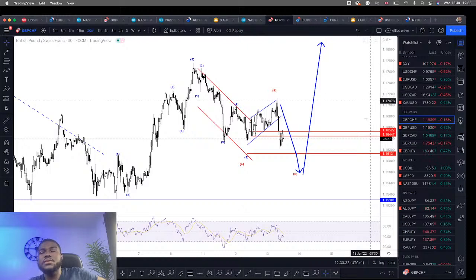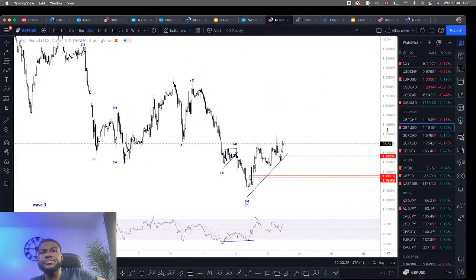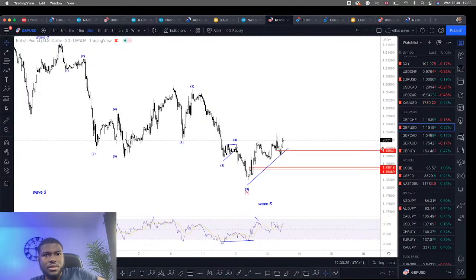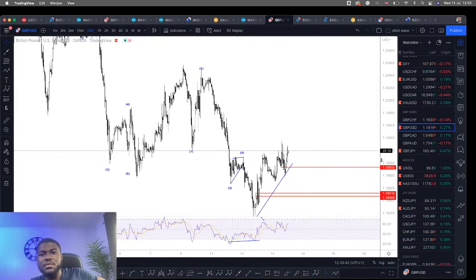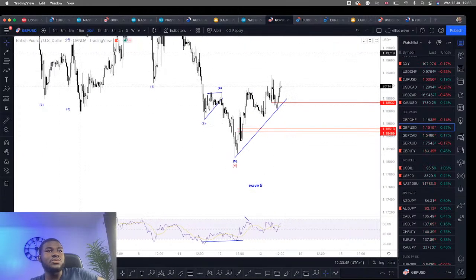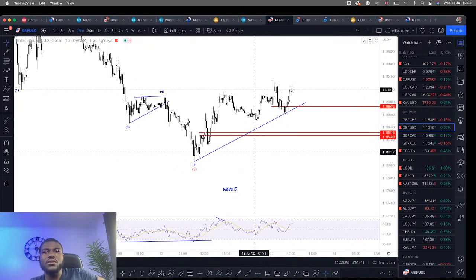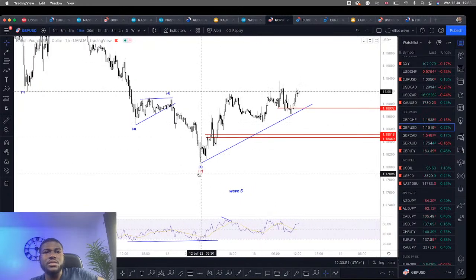So that's GBPCHF. Now let's check on GBPUSD and see what's happening. We picked a buy position yesterday, as I showed you guys on Monday, and I was out of that trade this morning because I thought the 5 impulse wave has completed already. So the whole of this is my wave 1, wave 2, wave 3, wave 4, wave 5.